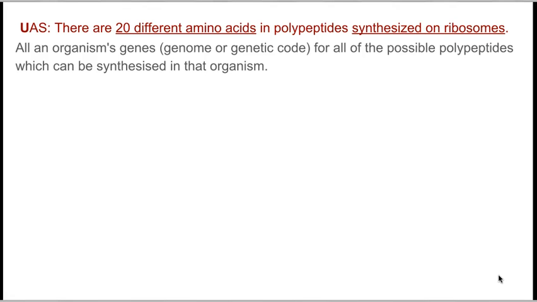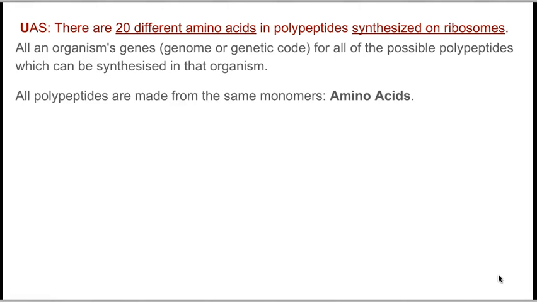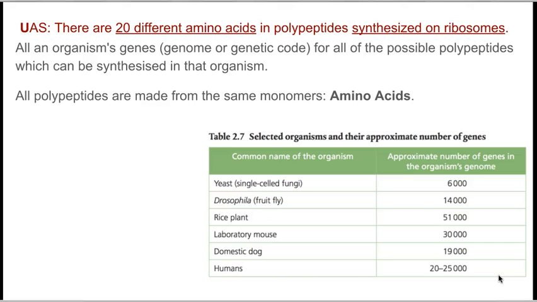All organisms' genes are also known as its genome, or its genetic code for all of the possible polypeptides which can be synthesized in that organism. All polypeptides are made from the same monomer. So this is an amino acid, as you know.